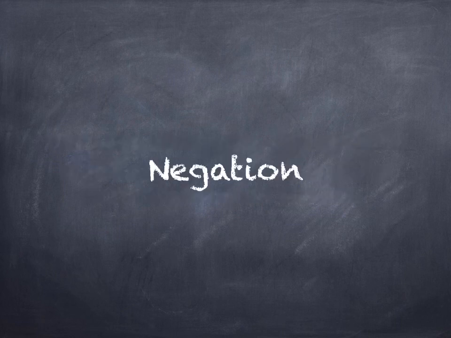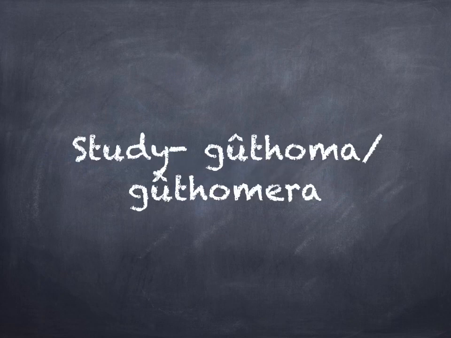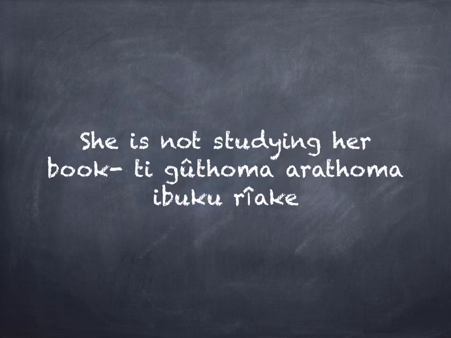So, what if you want to use the present continuous tense in a negative form? Let's dig in and see how these tenses form. The verb to study is guthoma. And if you say guthomera, it is also okay. So to say she is not studying her book, you will say ti guthoma arathoma ibuku riake.